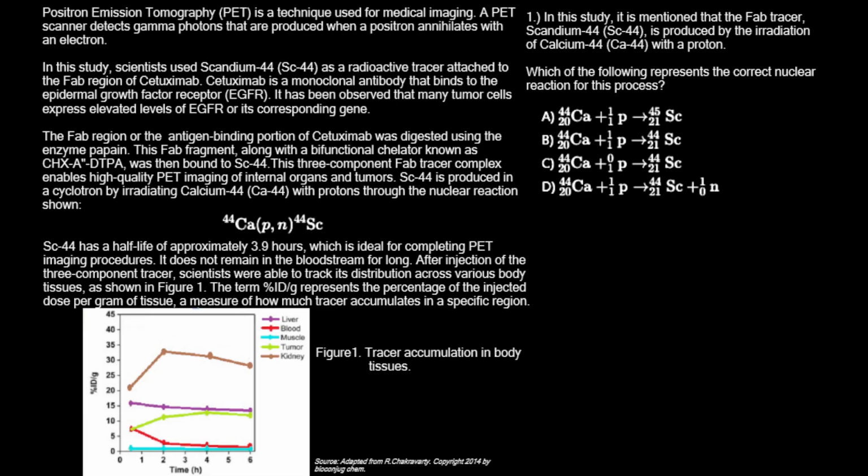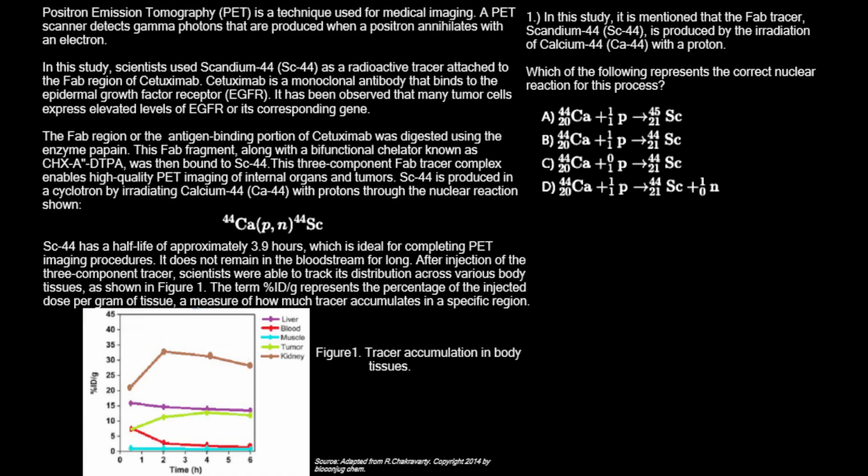After injection of the three-component tracer, scientists were able to track its distribution across various body tissues, as shown in Figure 1. The term percent ID per gram represents the percentage of the injected dose per gram of tissue, a measure of how much tracer accumulates in a specific region. Figure 1. Tracer accumulation in body tissues.